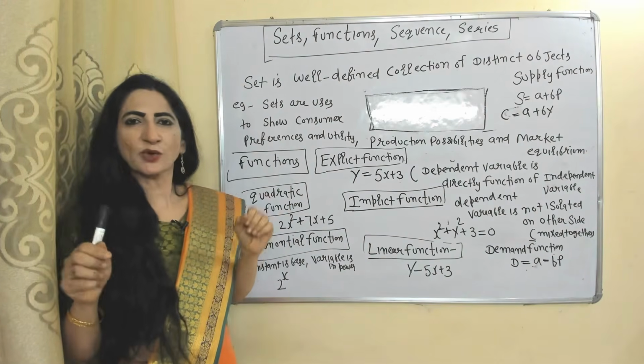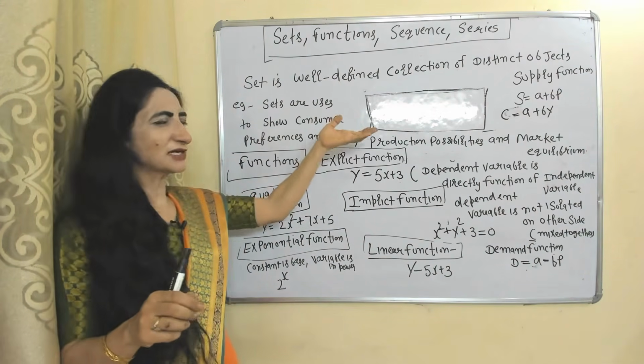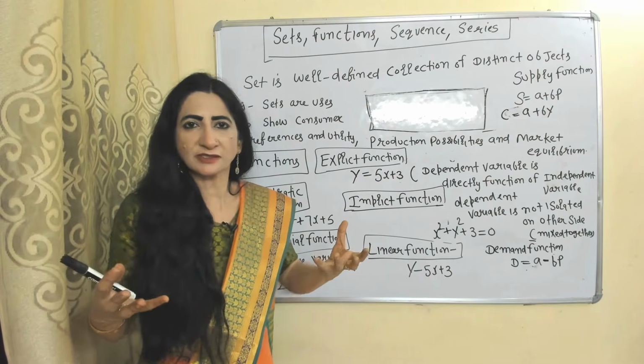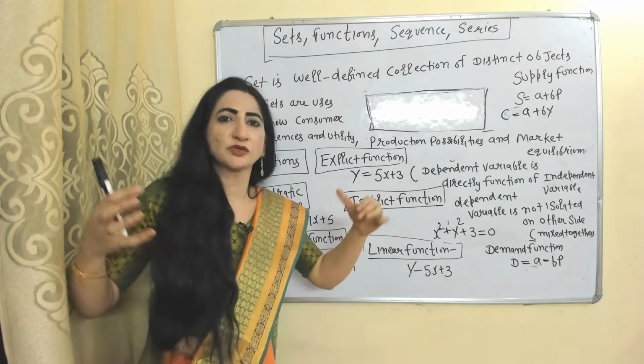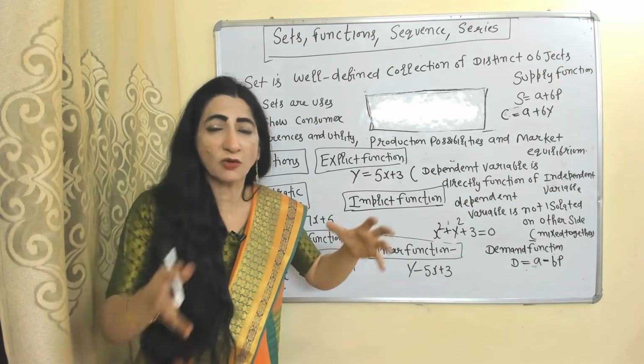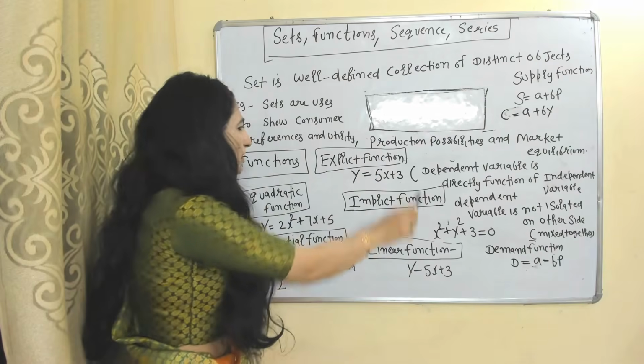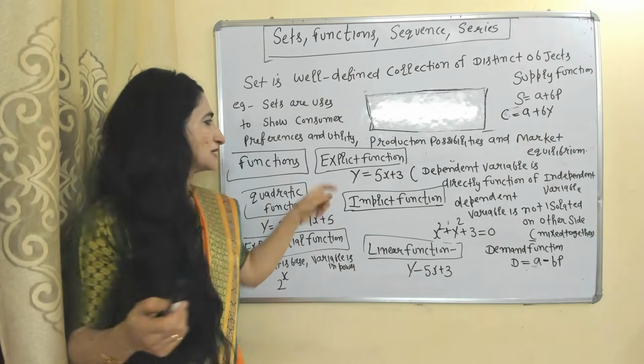Sets, function, sequence, and series. Sets are a well-defined collection of distinct objects, and we use sets in economics to describe consumer preferences, utility, combination of production possibilities, and market equilibrium. There are so many types of function in economics.